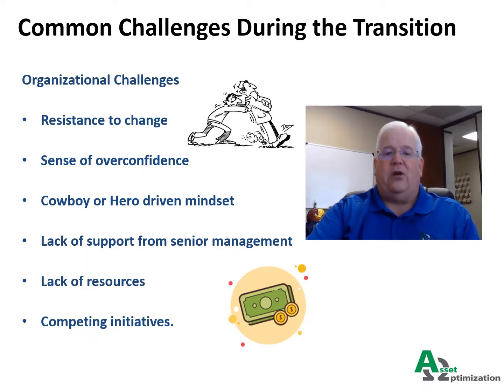So let's talk about the common challenges during transition. They're big ones. The first one is a resistance to change. A lot of organizations are going along just fine. And as we all know from human nature, if I can get away with what I'm doing day after day after day, why should I change it? It's the old adage, if it ain't broke, don't fix it. But that will change as you go through the process.